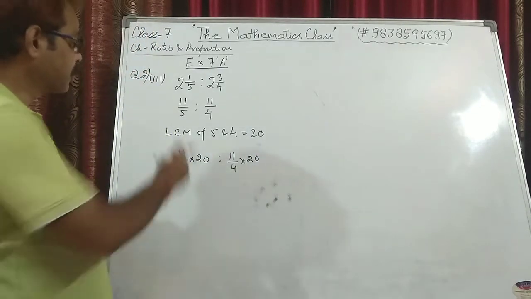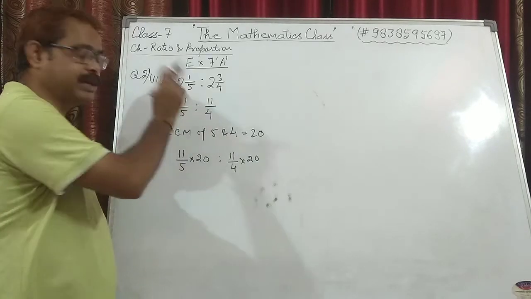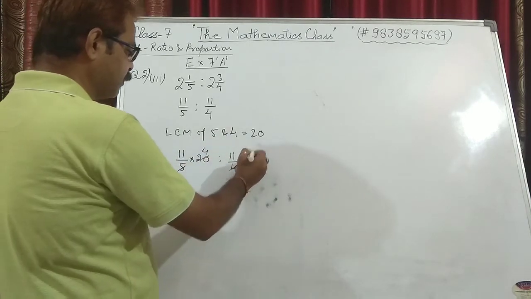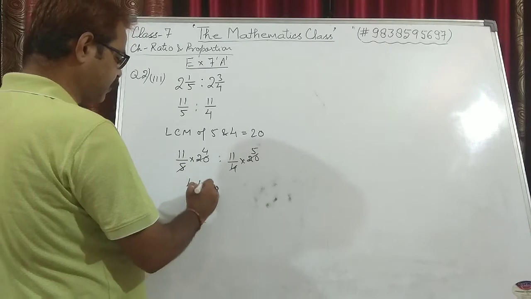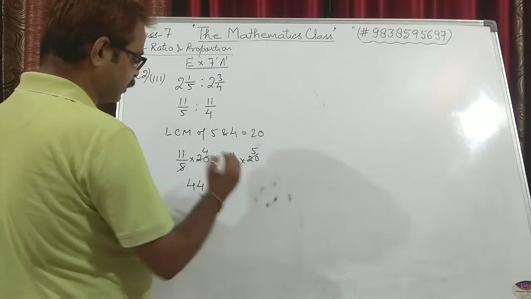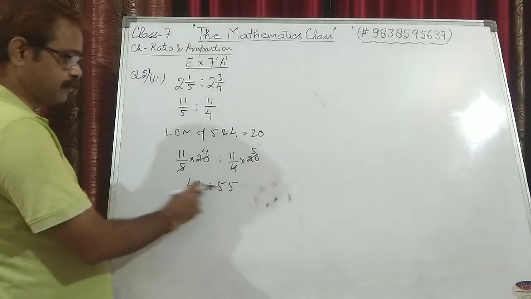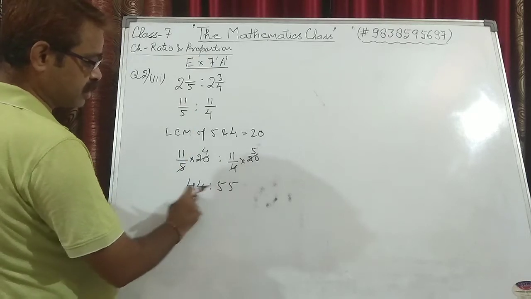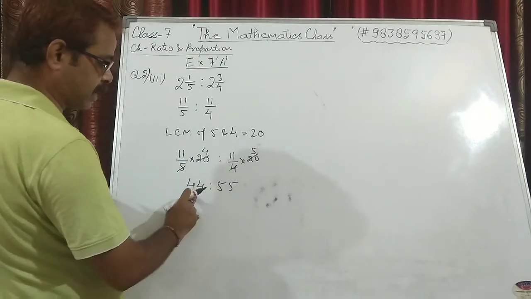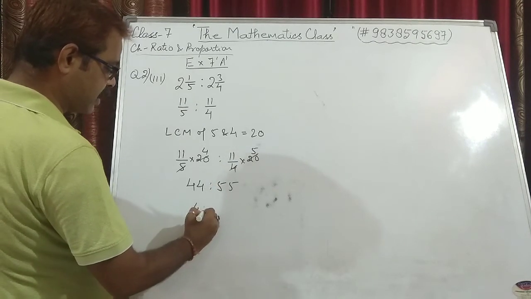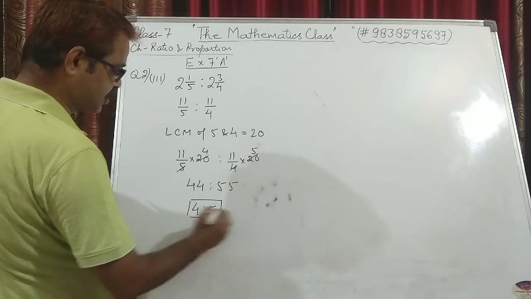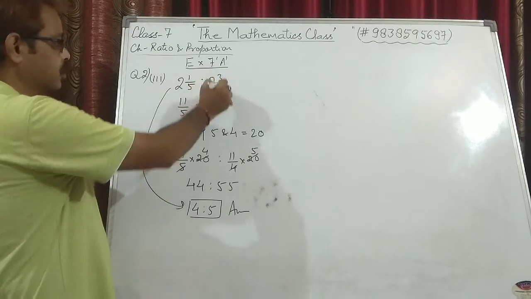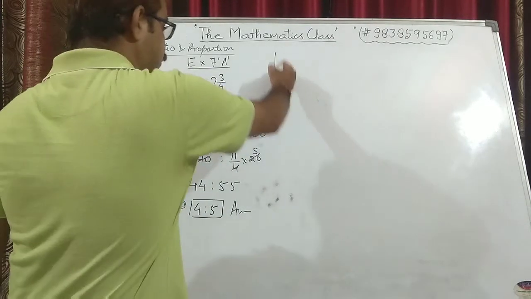Why are we doing so? To delete these denominators. Now 5 fours are 20 and 4 fives are 20. So 11 fours are 44 is to 55. Now these are the main ratios, but we have to express them in the lowest form. So both these numbers can be divided by 11. 11 fours are 44 and 11 fives are 55. So this is the ratio in the simplest form: 2 whole 1 upon 5 is to 2 whole 3 upon 4 can be written as 4 is to 5.